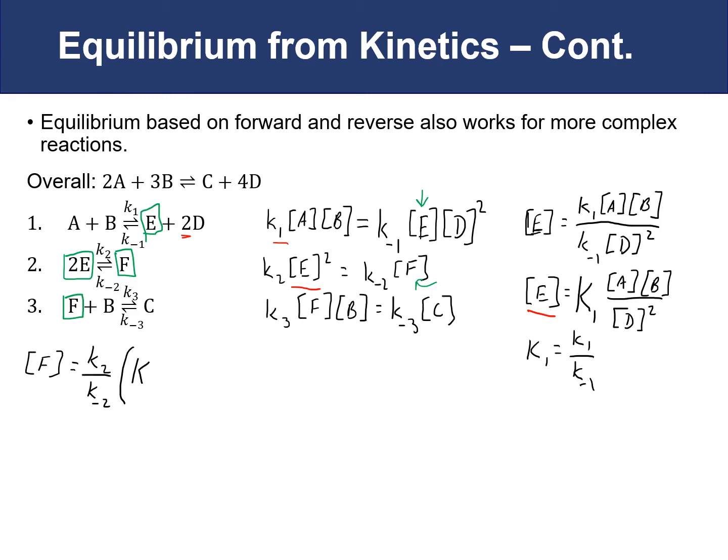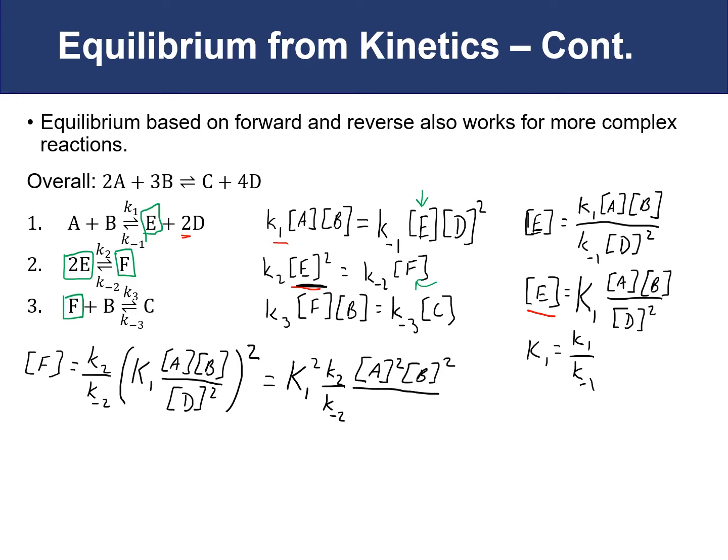So that would be capital K1 times A times B over the concentration of D squared. What's inside the set of parentheses is E, and because here we have E squared, we will square this. Okay, so if we distribute the 2 inside, that gives us capital K1 squared times k2 over k minus 2 times the concentration of A squared B squared over the concentration of D to the 4th power.